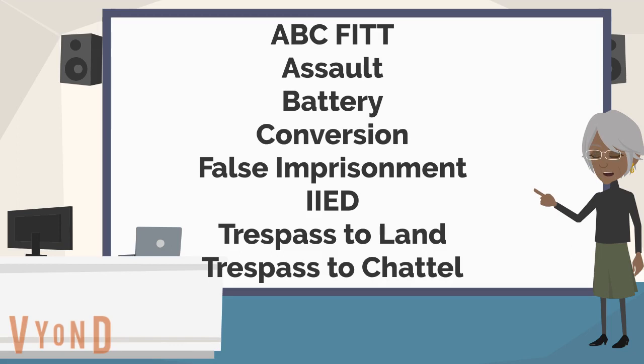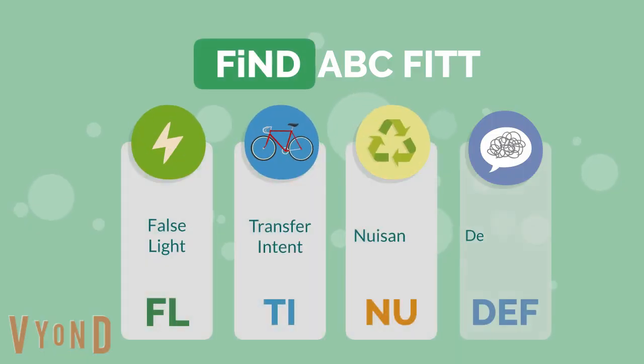Most are familiar with the ABC FIT mnemonic. It stands for assault, battery, conversion, false imprisonment, IIED, trespass to land and trespass to chattels. However, we can take that a step further and use, find ABC FIT. For the F in find, it's to remind us that false light can be an intentional act. The small I is to remind us that the intent in most of these torts may be transferred except for IIED. N is for nuisance and D is for defamation.